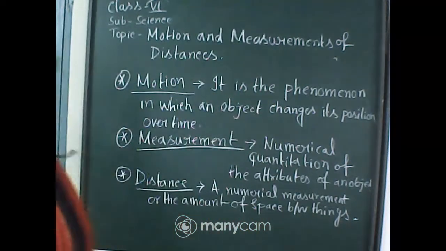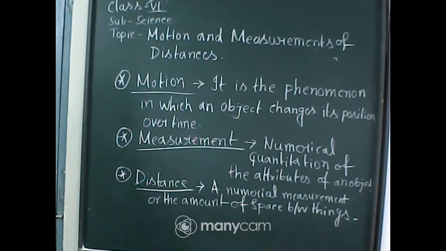I hope you understood these three terms: motion, measurement and distance. Please follow these three terms again. Motion is the phenomenon in which an object changes its position over time. Measurement is a numerical quantitation of the attributes of an object. Distance is a numerical measurement or physical space between any two things. So here we have described the three main terms of this chapter.